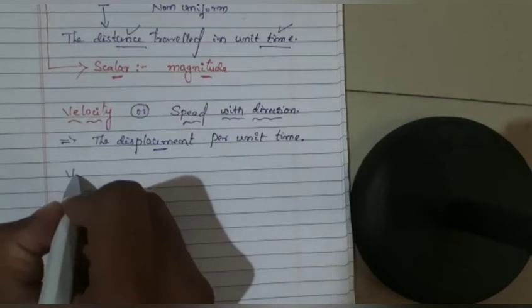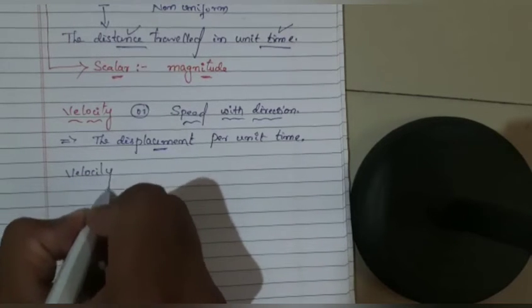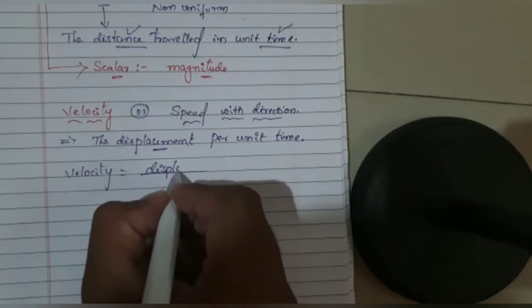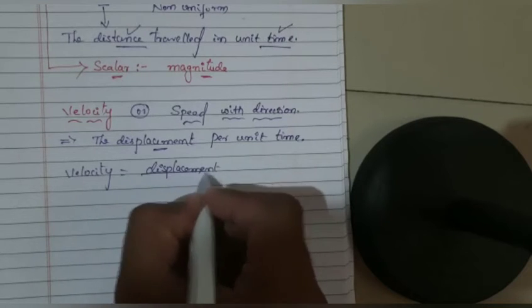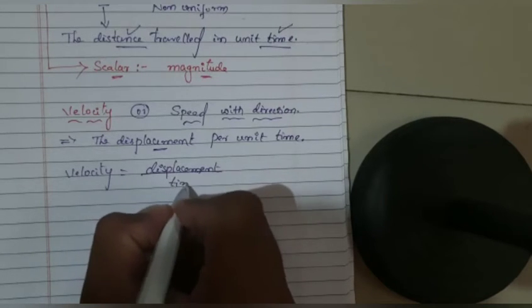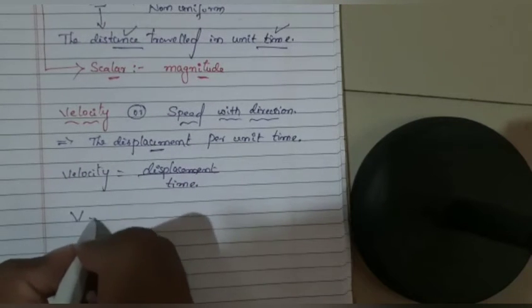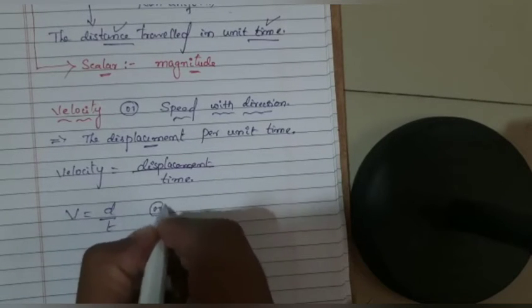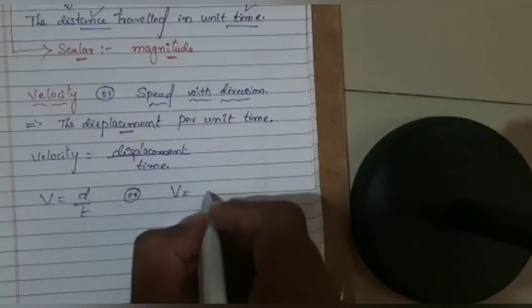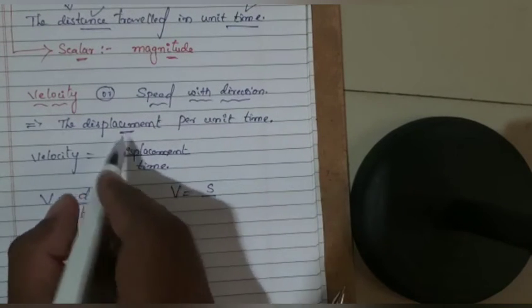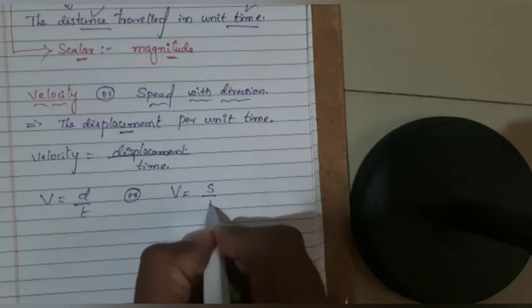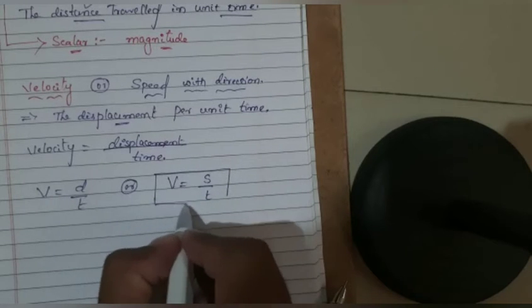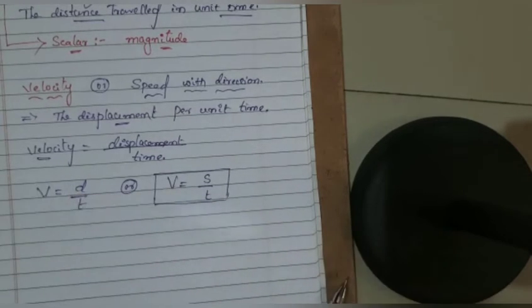Now velocity can be written mathematically: velocity equals displacement divided by time, or I can write V equals D by T, or sometimes V equals S by T, where S is also displacement and T is time. So this is the mathematical representation of the velocity component.